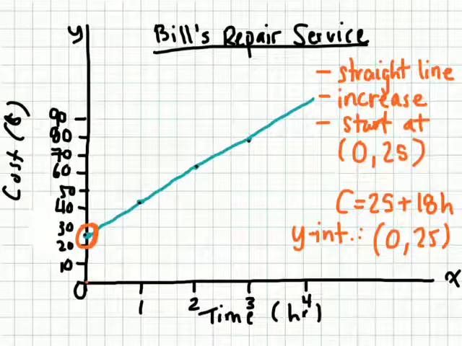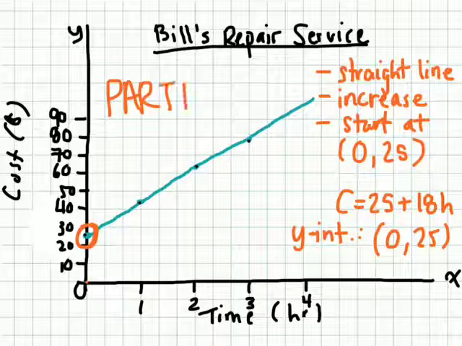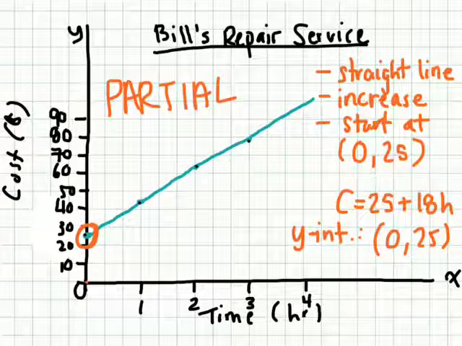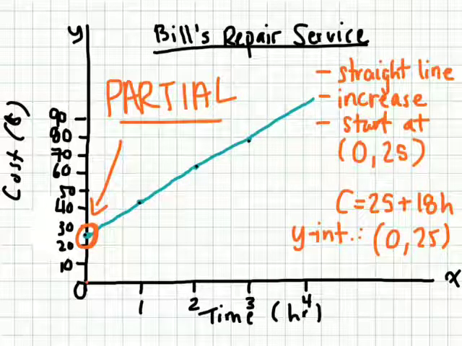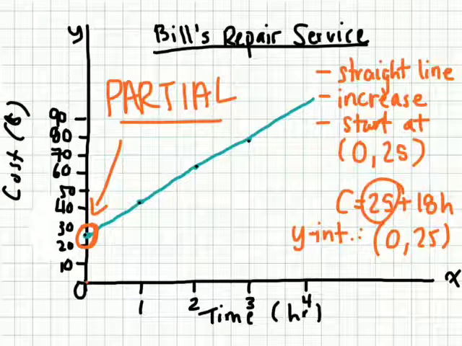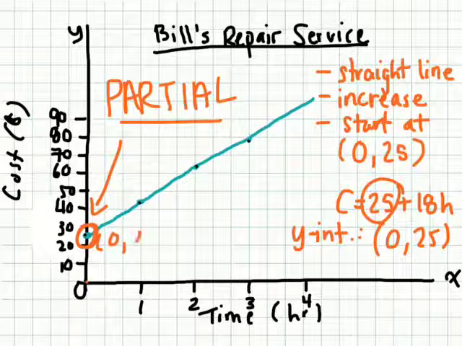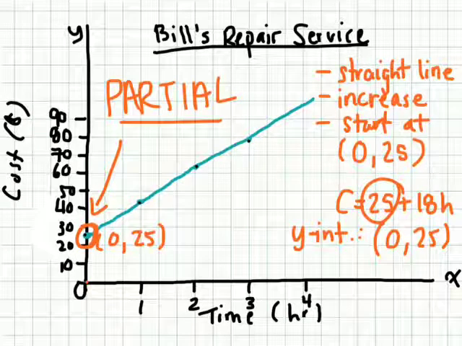Direct or partial? Good. Partial because time and cost are not directly related. Yep. There's a constant term in the equation, and it does not start at the origin. It starts at 0, 25. So the two variables are not directly related, but it's also increasing. And they're both linear. They're both straight lines.